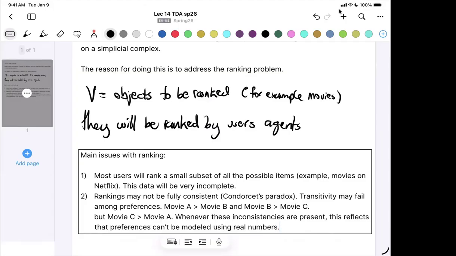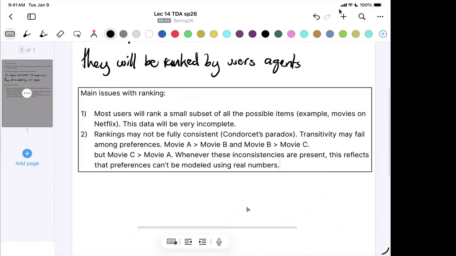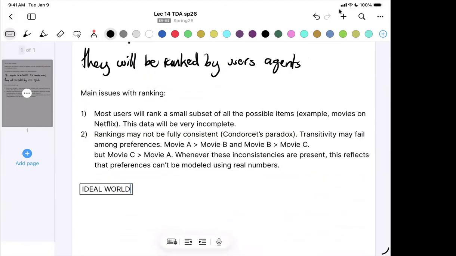Typically when you have these ranking problems, you run into these issues, and we want to understand in a mathematical way a useful way to model the preferences of the rankings. I'll go into more details about this next time. But in the ideal world, the best case scenario, it's always nice to talk about the best possible situation.